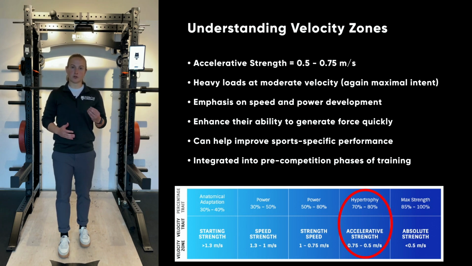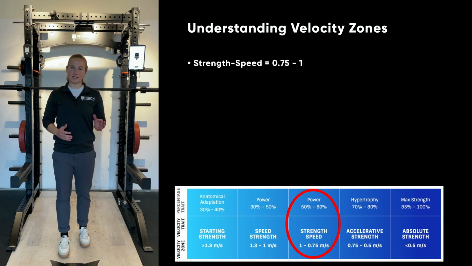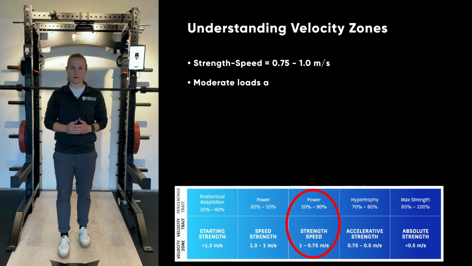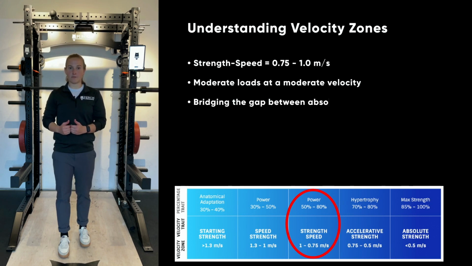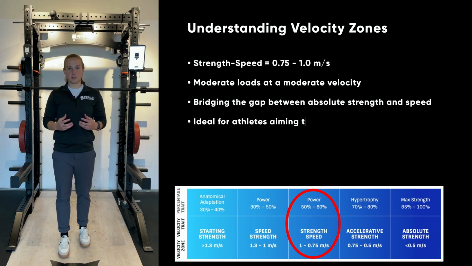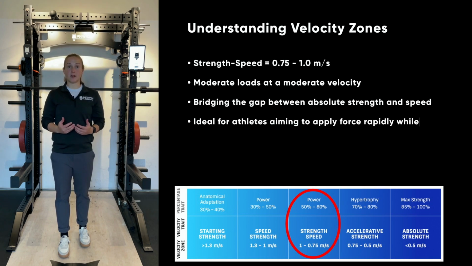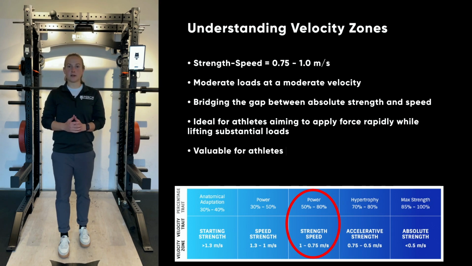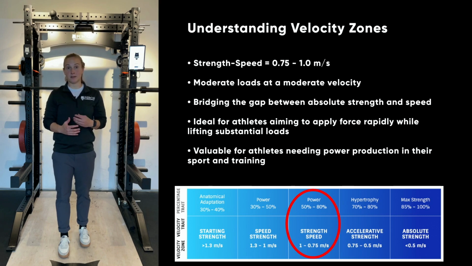The third zone is our strength speed zone, between 0.75 and 1.0 meter per second. The strength speed zone involves lifting moderate loads at a moderate velocity, bridging the gap between absolute strength and speed. This zone is ideal for athletes aiming to apply force rapidly while lifting substantial loads. Incorporating strength speed training is valuable for athletes needing power production in their sport and in their training.